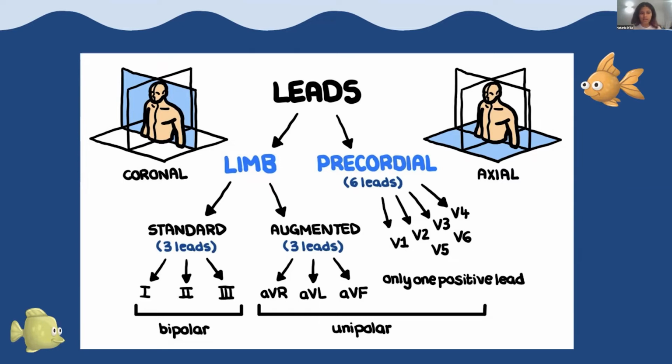And then with your precordial, so the other 6 leads, that's V1 to V6. And all of these just have the one positive lead rather than the 2 separate ends like the other ones.